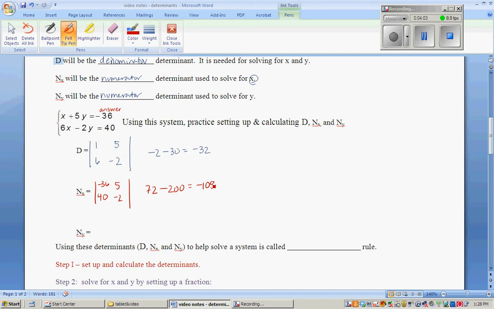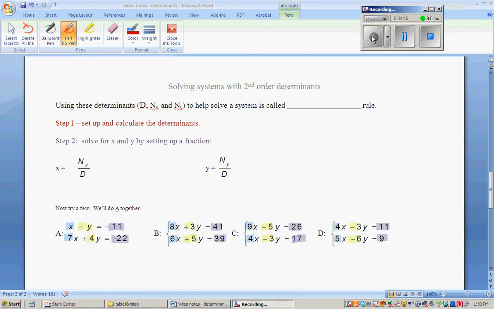As you can imagine, to solve for the y, it's going to be almost the same thing. We're going to put x where it's supposed to be, 1 and 6, and because we want to solve for y, we replace it with the answers. And we're going to do 1 times 40 is 40, minus 6 times negative 36 is negative 216. And this is going to end up giving us 256. We're not going to worry about what to do with these numbers right now. We're just going to worry about calculating them.